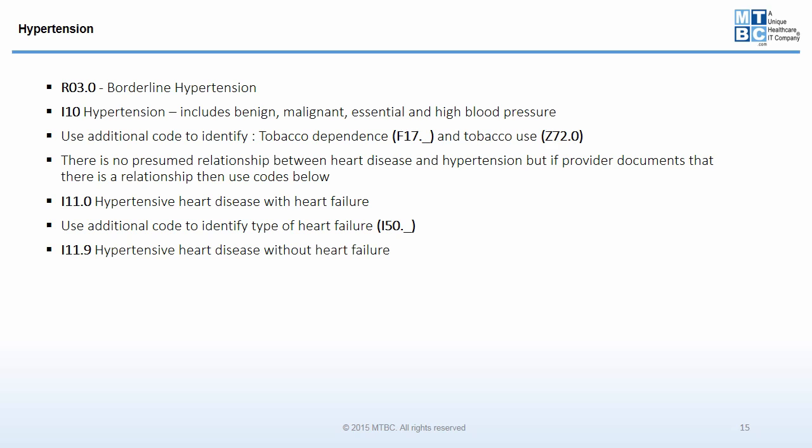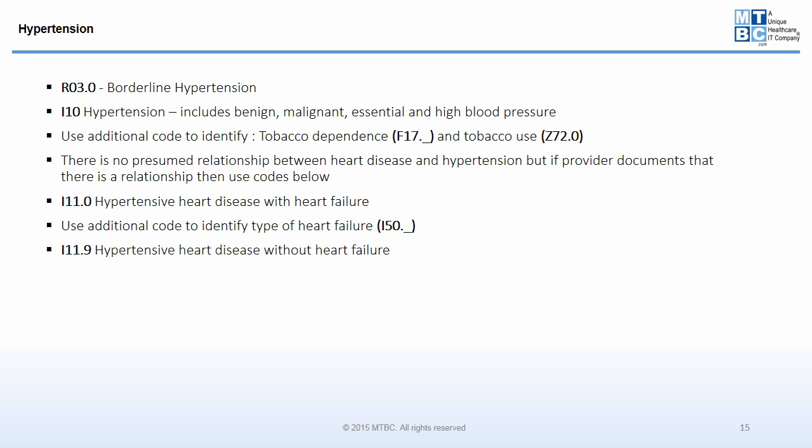We have I11.0 if they have hypertensive heart disease with heart failure. Again, document if it's hypertensive heart disease versus hypertension on one line and heart disease on another line. We cannot assume the relationship. You have to say that there is a relationship. And we need to know if it's with heart failure or without, and if it's with, you have to put what type of heart failure. And of course, without, if they don't have it, there's nothing to code.